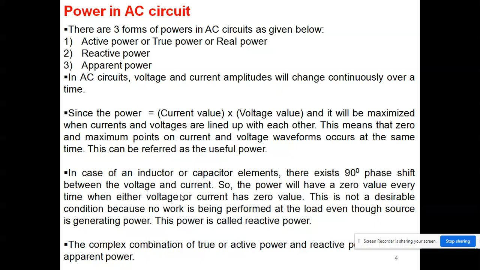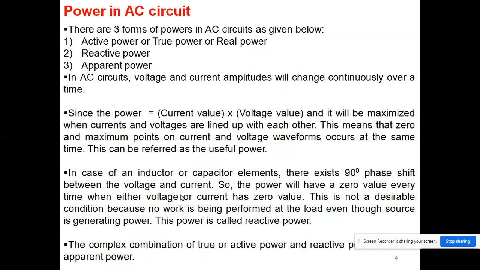In the case of an inductor or capacitor element, there exists a 90-degree phase shift between voltage and current, so the power will have a zero value every time either voltage or current has zero value. This is not a desirable condition because no work is being performed at the load even though the source is generating power. This power is called the reactive power, and it is not useful power.